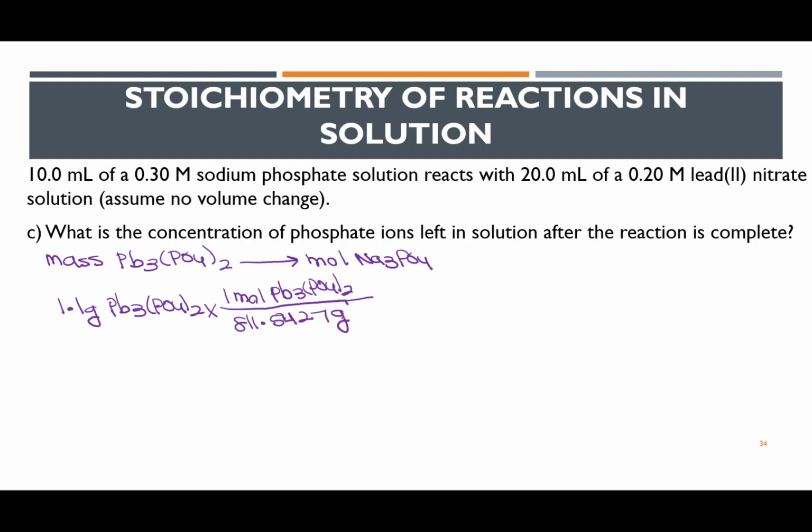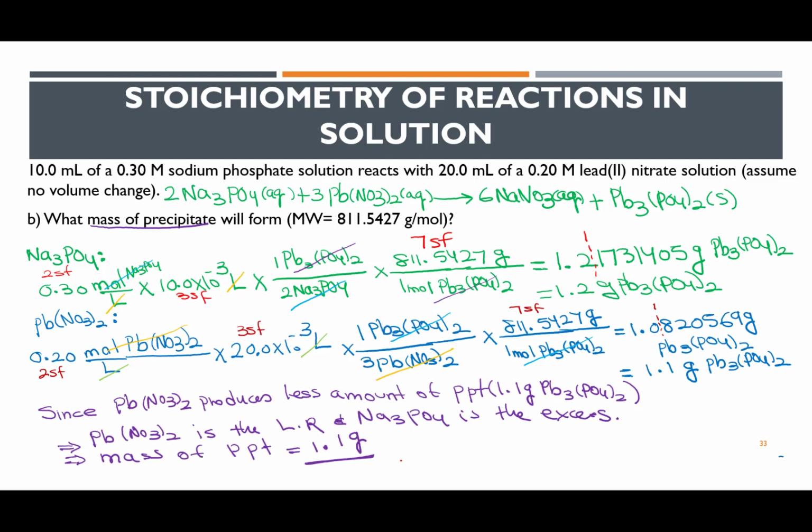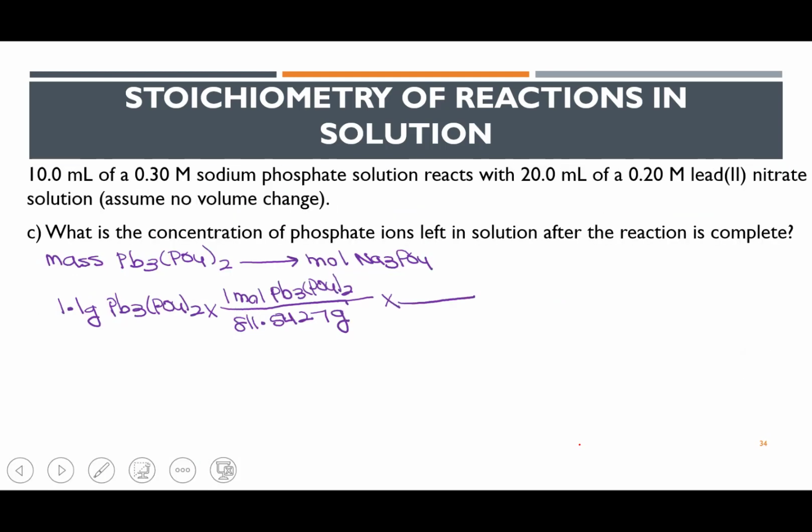And then the moles of lead 2 phosphate to the moles of sodium phosphate. Based on the balanced chemical equation, the moles of sodium phosphate to lead 2 phosphate is 2 to 1. Okay, it's 2 to 1. And 2 moles of sodium phosphate is proportional to 1 mole of lead 2 phosphate.